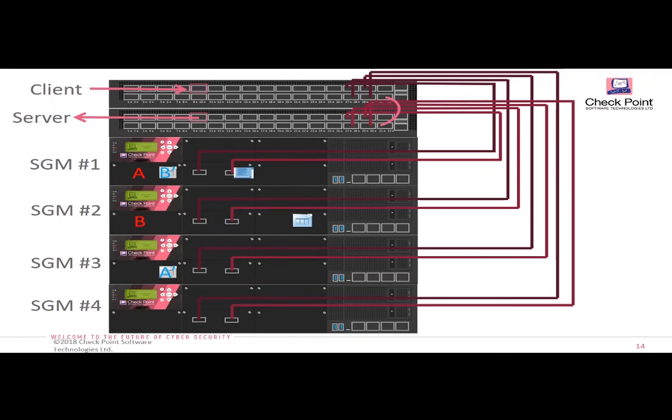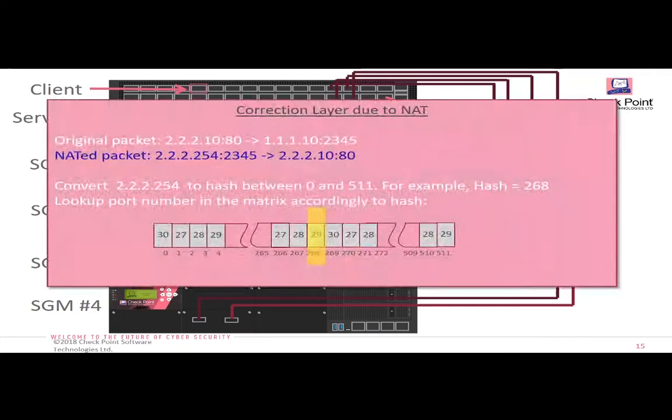Then the packet is routed through layer 3 and sent on its way to the destination. And ultimately, the destination sends a response packet. The response packet is then checked by the distribution mode, which determines that this packet should be handled by the security gateway module attached to downlink port 29, and that is security gateway module number 3.